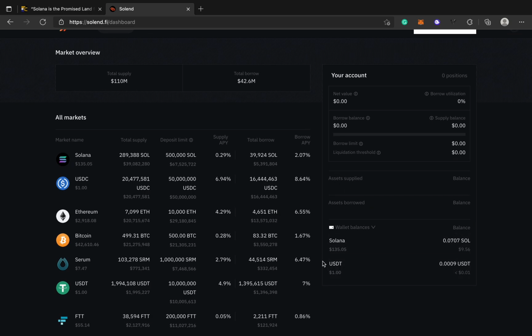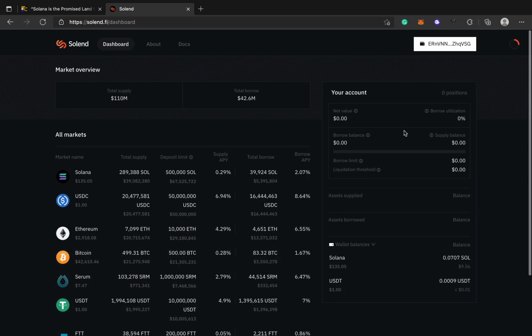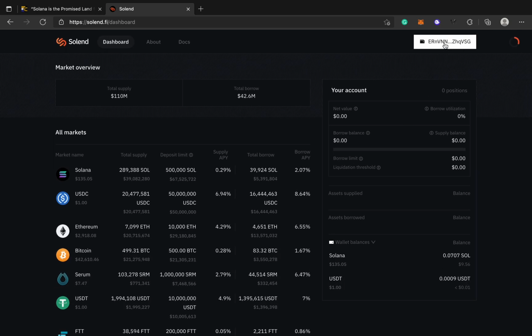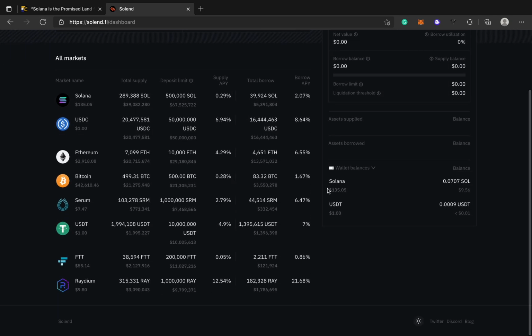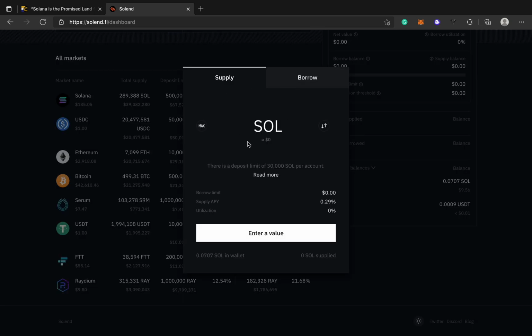So I have this particular Solana wallet that I've connected here. I just have $10 right there, and then I think I have a very minute amount of USD. So I just want to use this as an example. So I click here, Solana, and I can deposit.